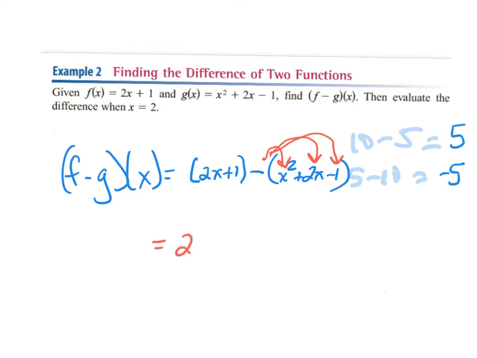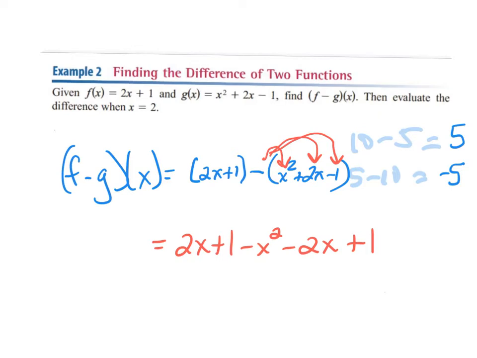So 2x plus 1 stays up front. When I distribute, I get negative x squared minus 2x plus 1. Remember, if you forget that step, everything's going to be wrong. So make sure you pay attention. And then now we combine like terms.